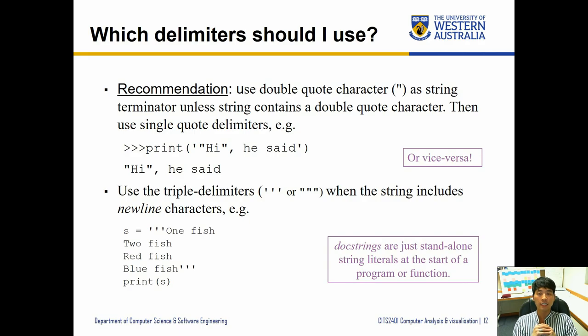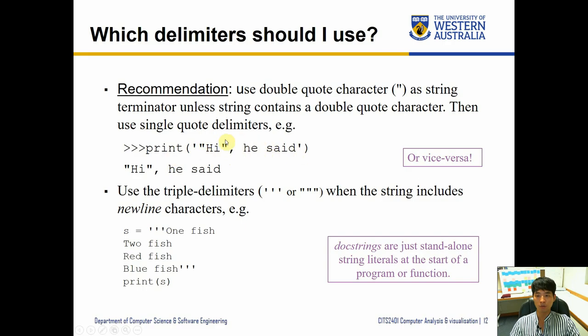The next question is, we have seen a few different options to create a string, but which delimiter should we use? Delimiter refers to which quotation mark we use to start creating a string. The recommendation is to use the double quote character, but it's not a strict requirement. You can still create strings using other delimiters as you prefer. But this is useful if you want to use a single quote inside a double quote, for instance, or the other way around as well.